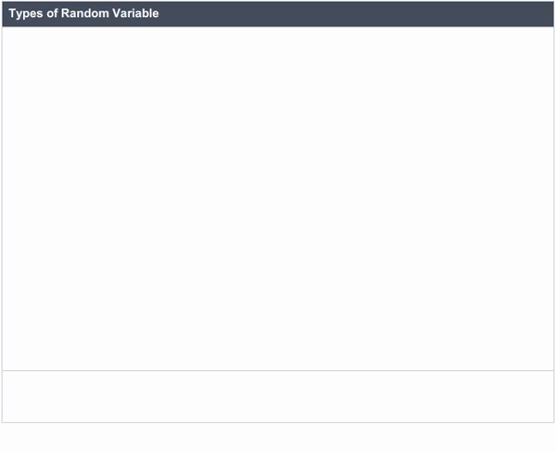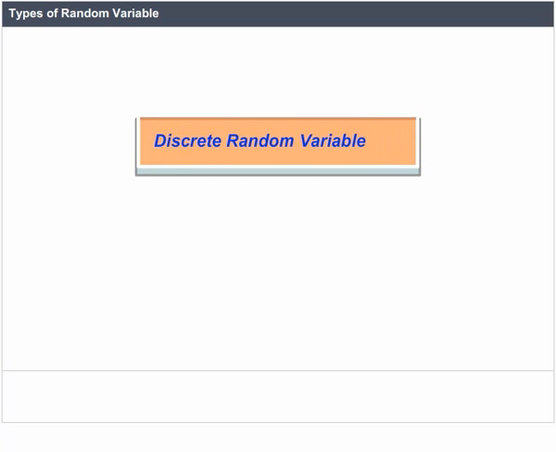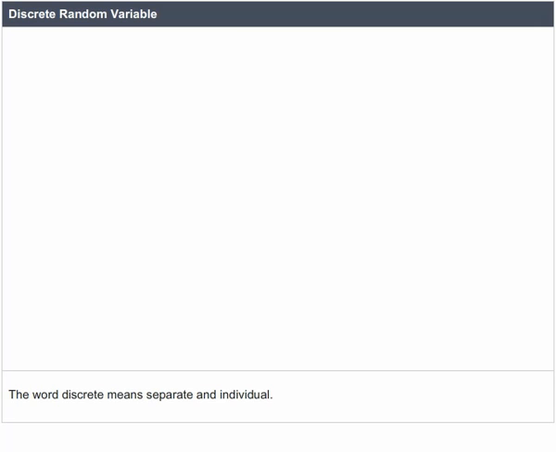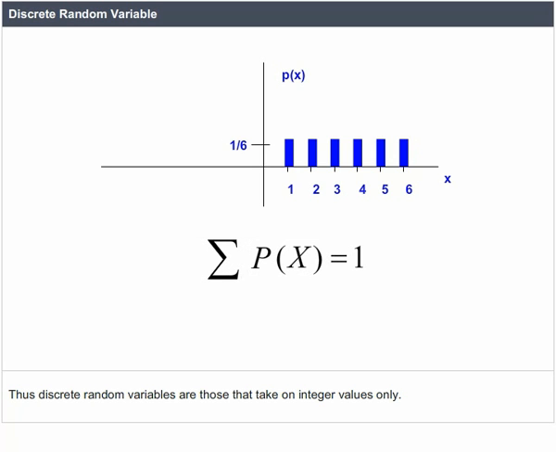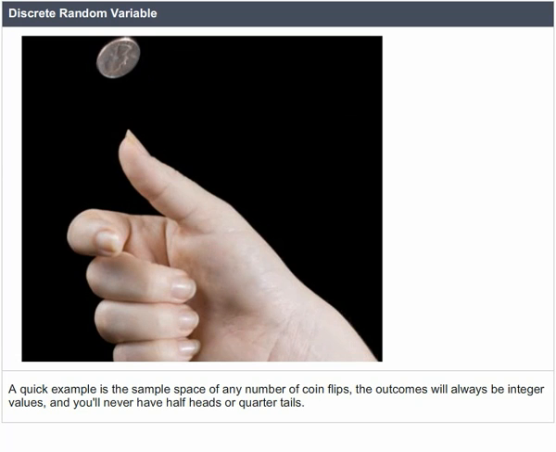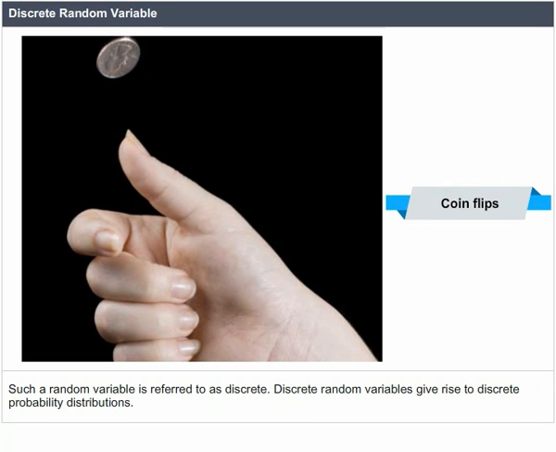Types of random variable: discrete random variable and continuous random variable. Discrete random variable. The word discrete means separate and individual. Thus, discrete random variables are those that take on integer values only. Summation P of x equal to 1. A quick example is the sample space of any number of coin flips. The outcomes will always be integer values and you will never have half heads or quarter tails. Such a random variable is referred to as discrete. Discrete random variables give rise to discrete probability distributions.